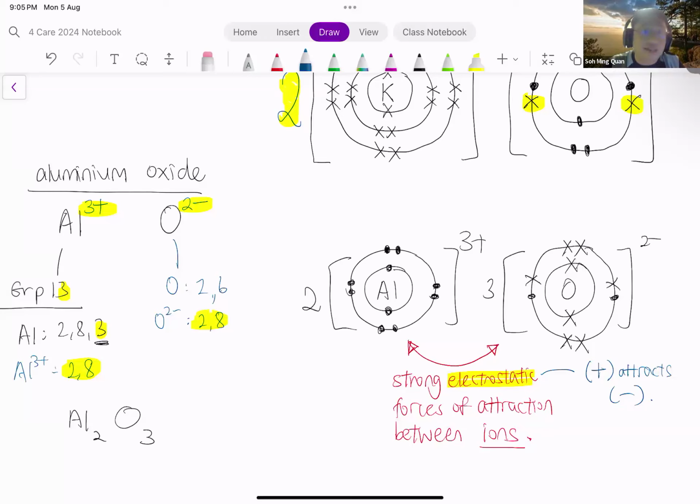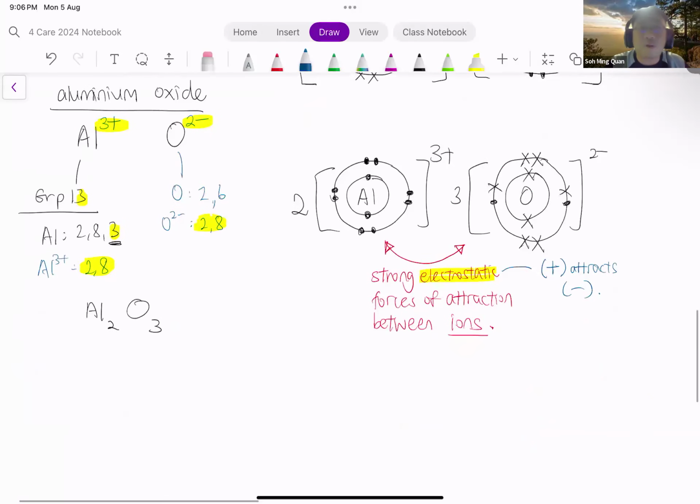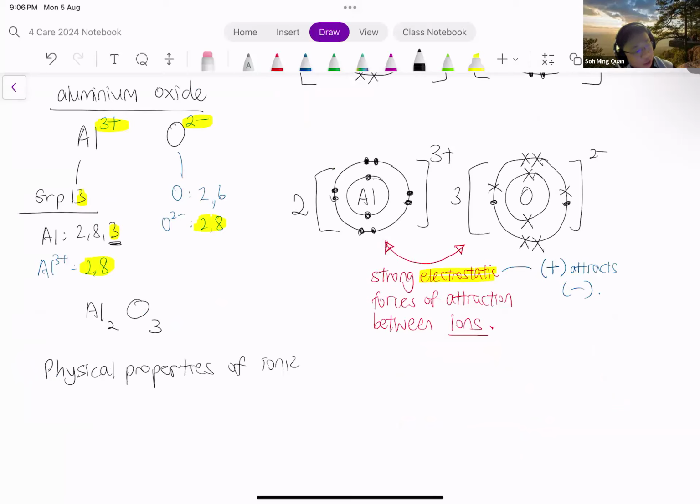Now, this obviously has implications on the properties of ionic compounds, which I think is something that you would have seen a lot in, be it last year in your WAs, end of year exam, as well as the TYS, and later on you will see all the past year prelim papers that you will do. We often ask you, explain why aluminium oxide has a high melting point. So obviously, it has something to do with the forces of attraction. So now let's move on to the physical properties of ionic compounds.